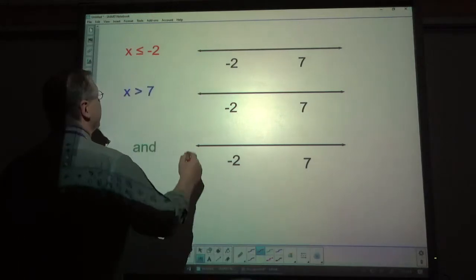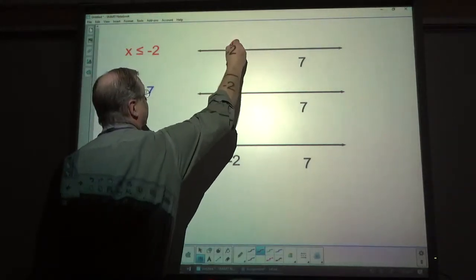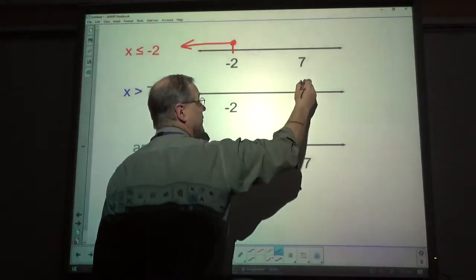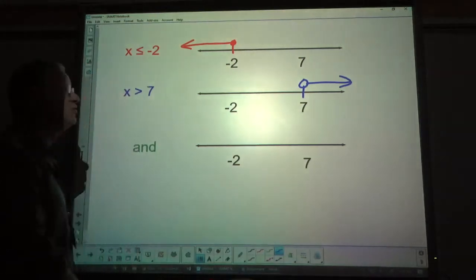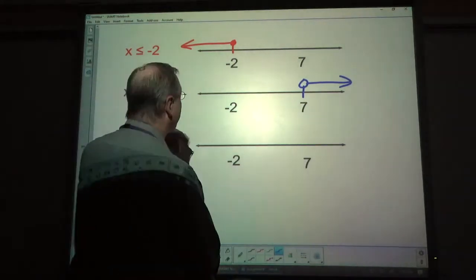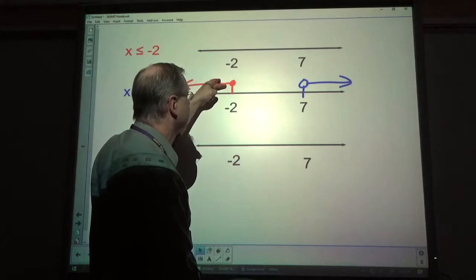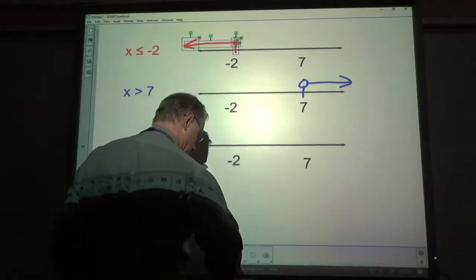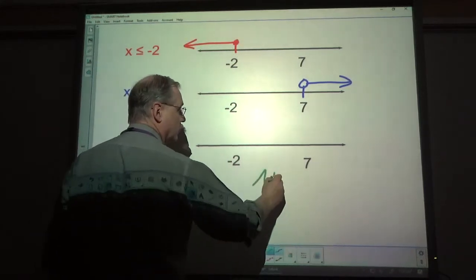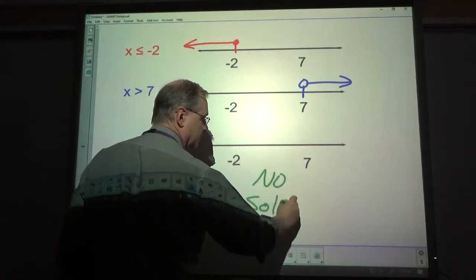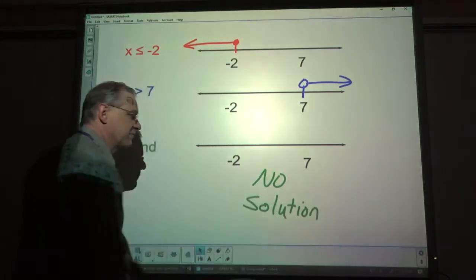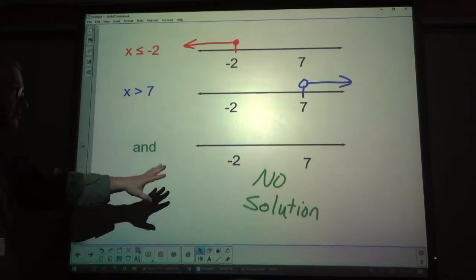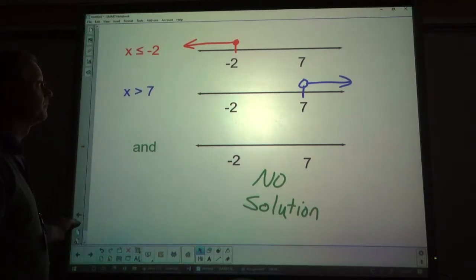So, in this one, x is less than or equal to -2, greater than 7. Do these overlap? You could actually take this and just bring it down. Does that overlap with the other one? The answer is no. So there is no solution. And you'd actually have to write that out for this particular one because there is no graph. So no solution is how I'd like you to write it out.